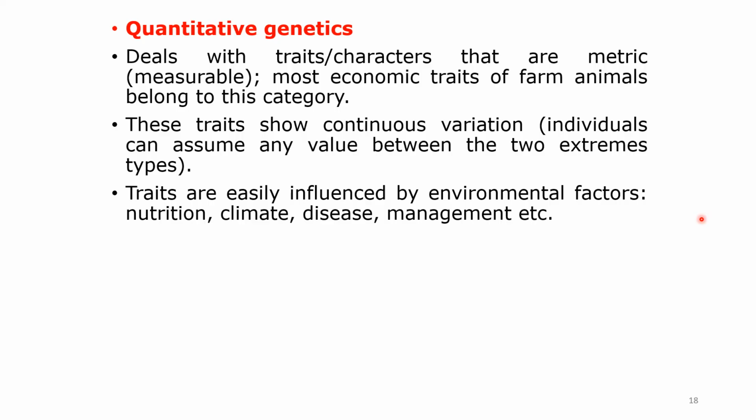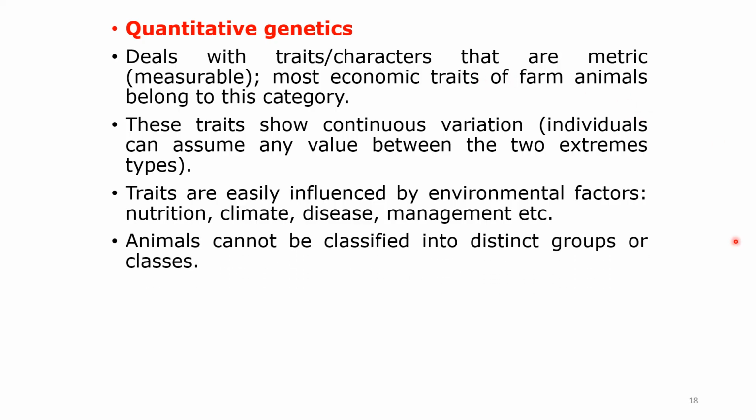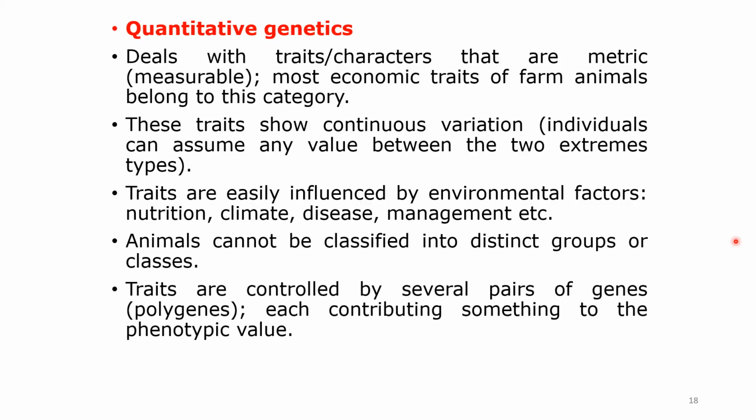Unlike the qualitative traits earlier treated, these traits are very easily influenced by environmental factors such as nutrition, climate, disease, and the management of the farmer. If these factors are not well managed, it will influence the economic traits or output of the farm animals on a farm. And also these traits cannot be easily classified into distinct classes, as was the case in qualitative traits.